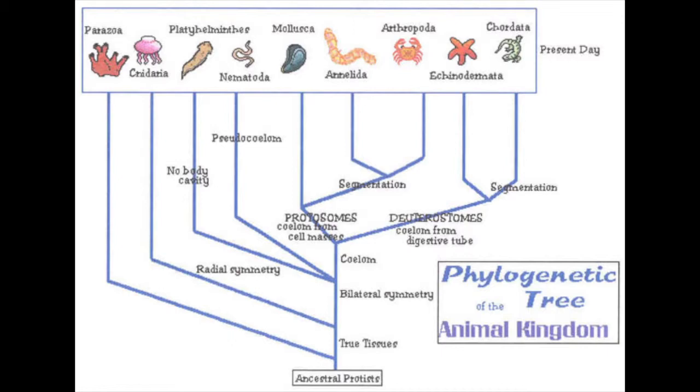This is a look at the phylogenetic tree of the animal kingdom. Animals are classified according to their characteristics. The kangaroo is in the most recent phylum to have developed, the Chordata phylum.